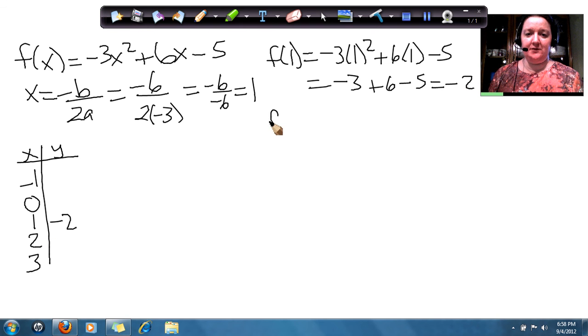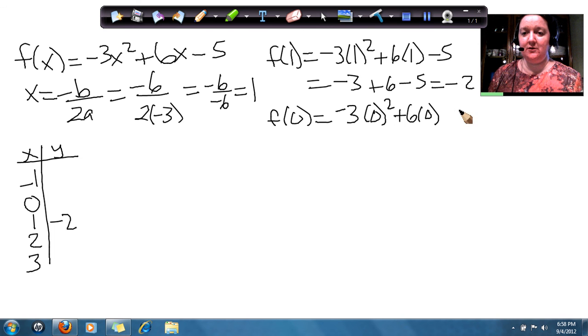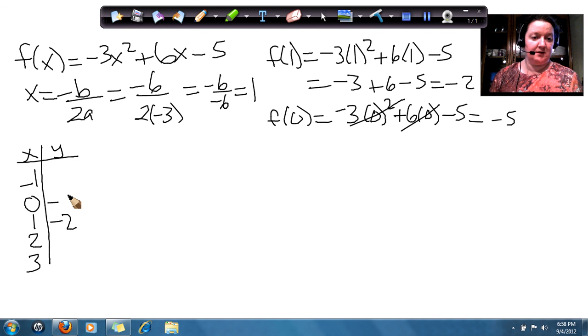If I find f of 0, negative 3 times 0 squared plus 6 times 0 minus 5. And because those are zeros, they're just gone, and we get a negative 5. Because it's symmetric, both of those points will be negative 5.